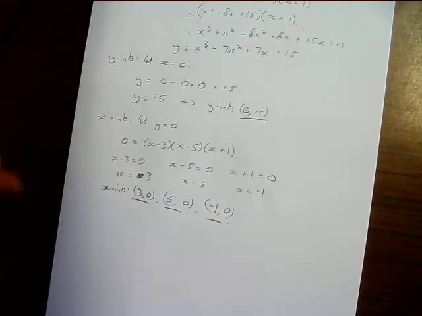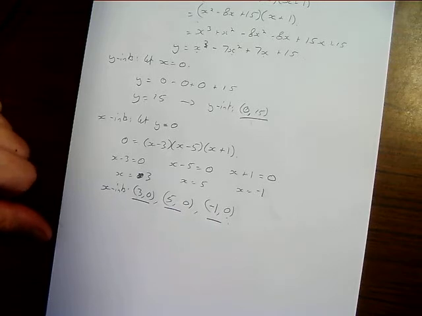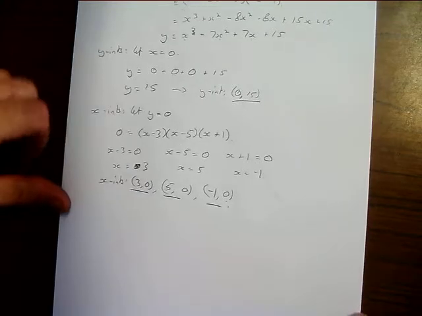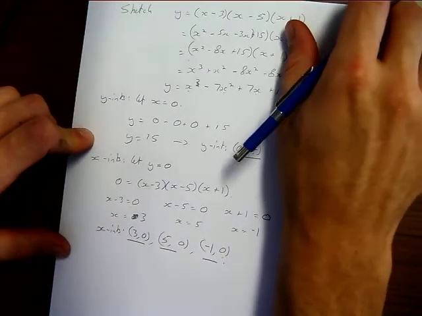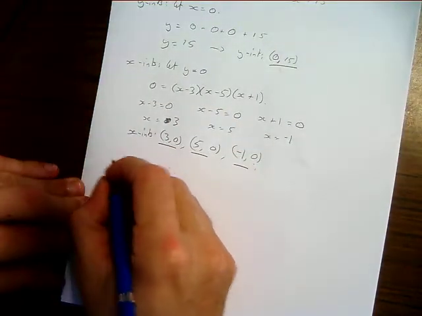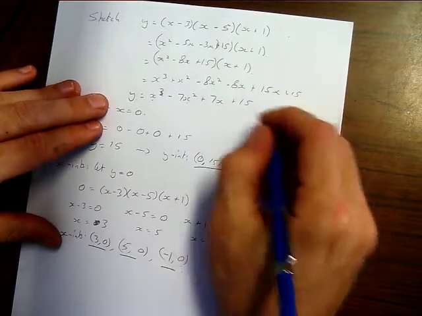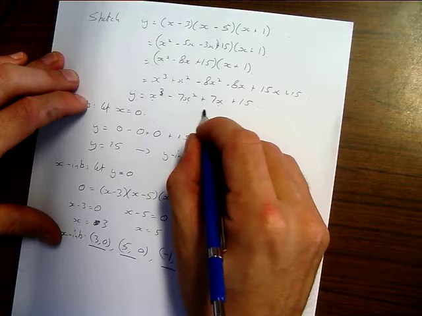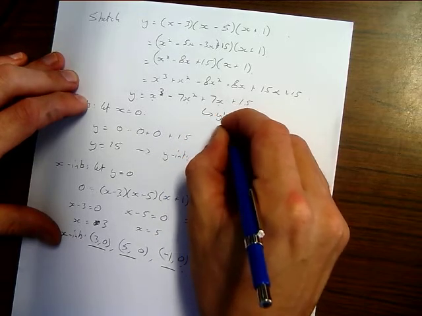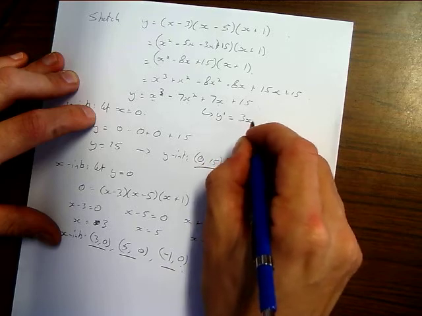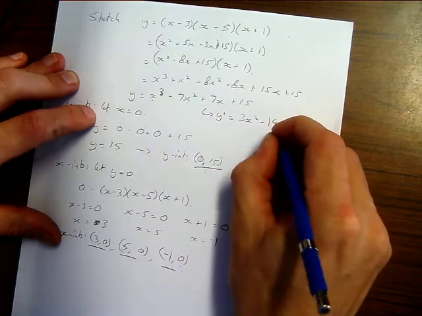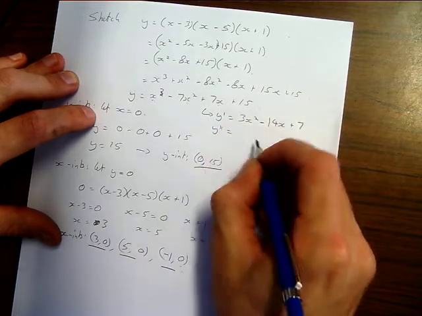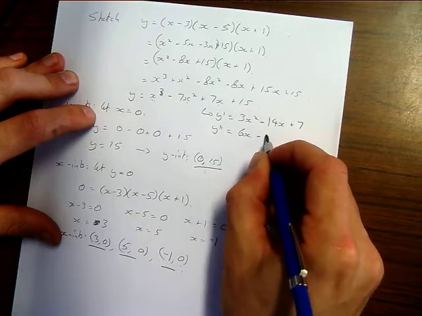Okay, so that's our first step. What else do we need to find? We need our stationary points, but we need to derive first. One thing I forgot to do that I would normally do straight away is find our derivatives. So y dash is going to be 3x squared, take 14x plus 7, and y double dash is 6x take 14.